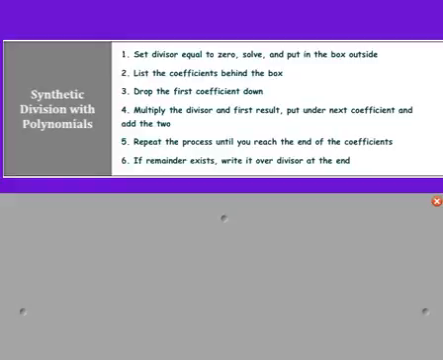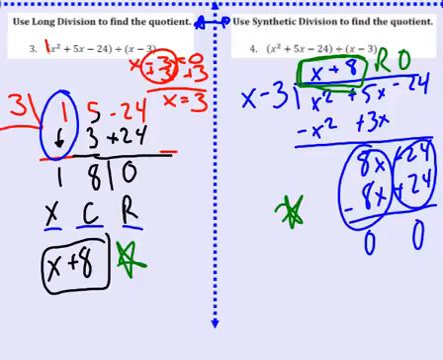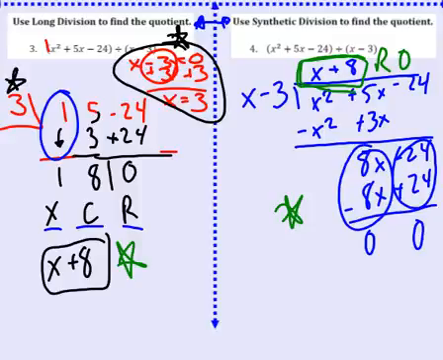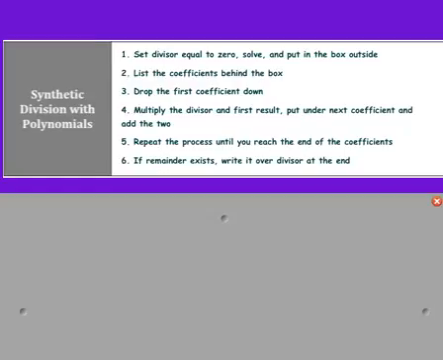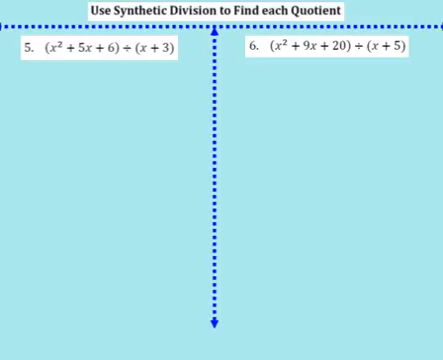Synthetic division with polynomials. So divisor equal to 0. Setting the divisor equal to 0 is this piece up here. This is what I was dividing by, x minus 3. So you set that equal to 0 to know what to put up here in the corner. And then from there you bring numbers down. So make sure you have that written down because I'm hitting next.